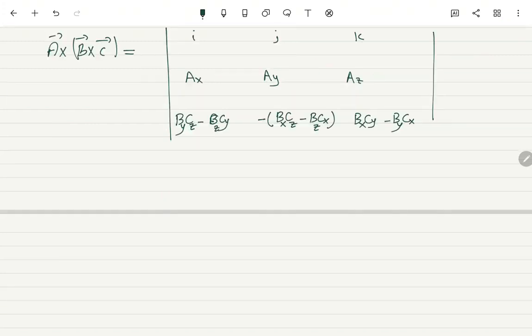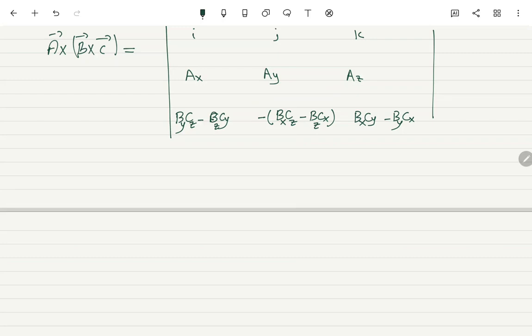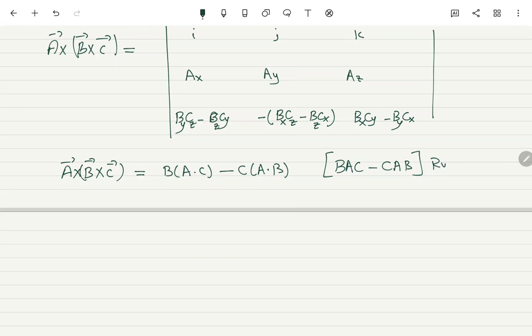Now, upon following the same procedure to solve this determinant here, I will jump to the conclusion directly. You can practice this: A cross B cross C equals B (A dot C) minus C (A dot B). And this is called the BAC-CAB rule, and it's a very important rule.